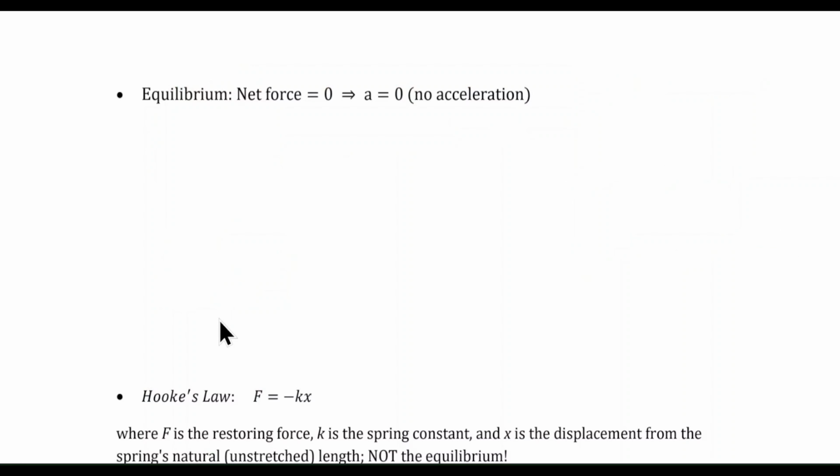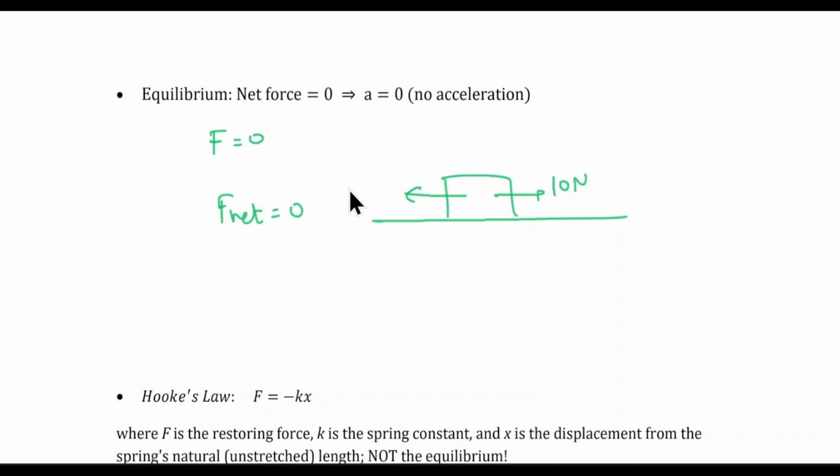Next, what is equilibrium? Equilibrium means the net force is 0, and if the net force is 0, then the acceleration is 0. Equilibrium doesn't mean that the forces are 0. No, F net is 0. F net equal to 0 means that maybe an object is being pulled by 10 Newton to the right and 10 Newton to the left. So yes, net force is 0, although there are individual forces.